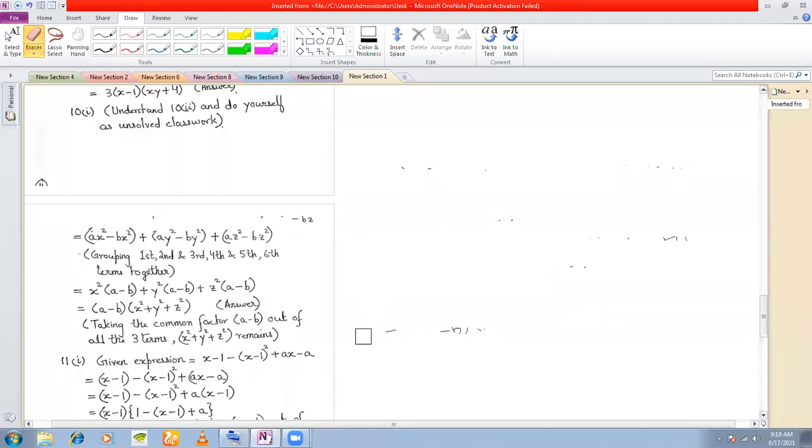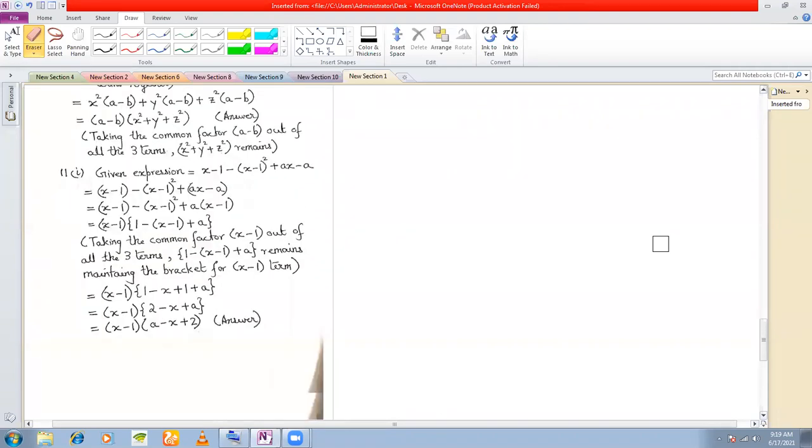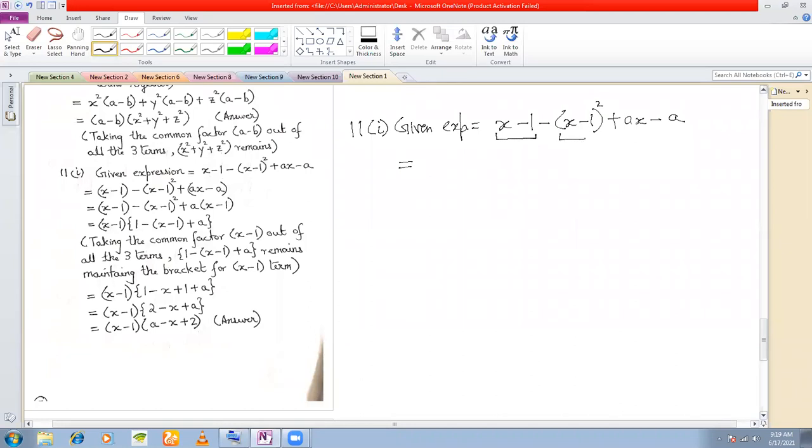And the last problem from this set, 11.1. The given expression here is (x minus 1) minus (x minus 1) whole square plus ax minus a, right? So now in this problem, if you see, I have an x minus 1 here, right? I have x minus 1 here. And what I see is that from these two, I can take out an a, isn't it? If I take out an a, what am I left with? X minus 1. So I'm also getting an x minus 1 here, right?